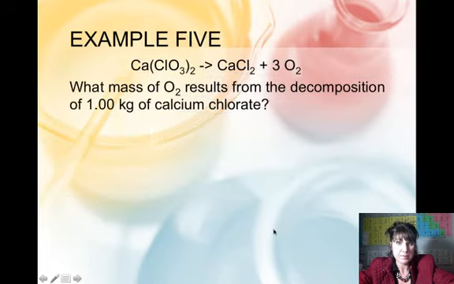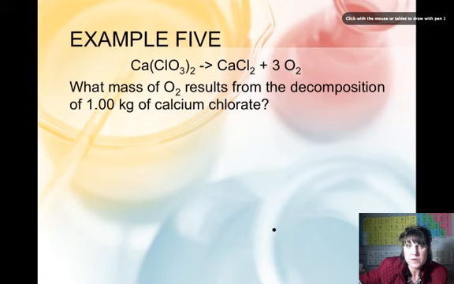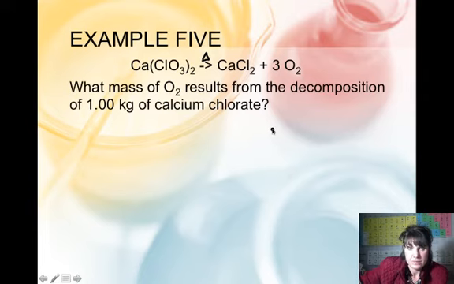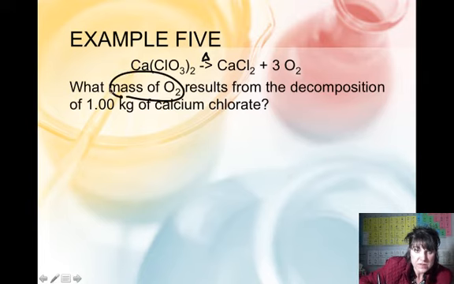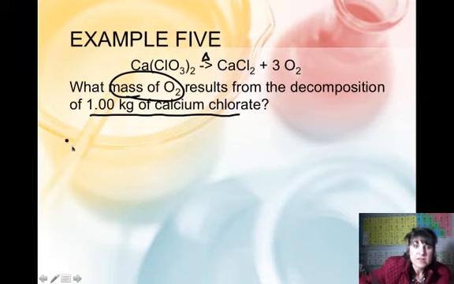I think we've got one more. Yep, sure enough. So we have calcium chlorate decomposing, probably by heat decomposition, into calcium chloride plus oxygen. The question is, what mass of oxygen results from the decomposition of 1 kilogram of calcium chloride? Oh boy, they put in an extra step here, but that's all right. I remember how to change kilograms to grams, don't you?